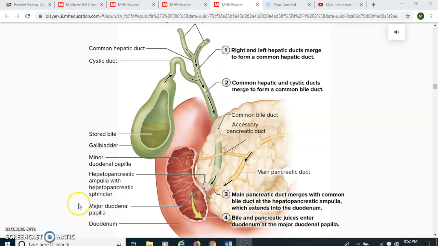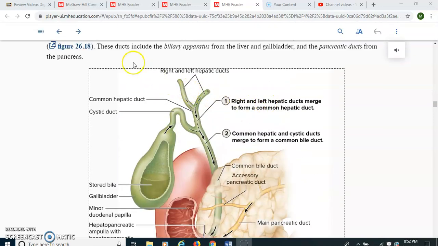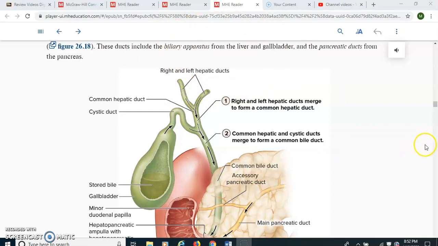And so I wanted to show you this picture. Hopefully it'll make some sense here. This is the pancreas here, so this little lobulated structure. And this is the gallbladder. And then it's not showing the liver, but the liver would be up here because here's the hepatic ducts here. So the liver would be up here.